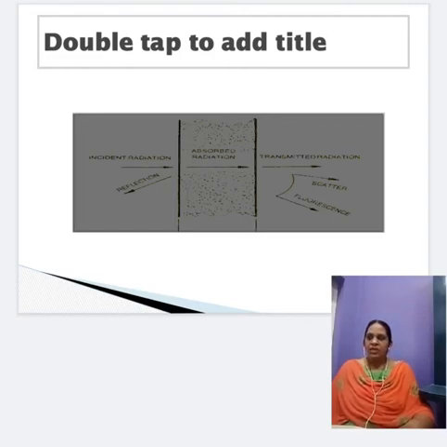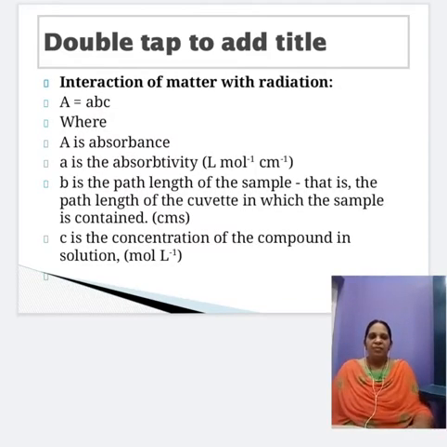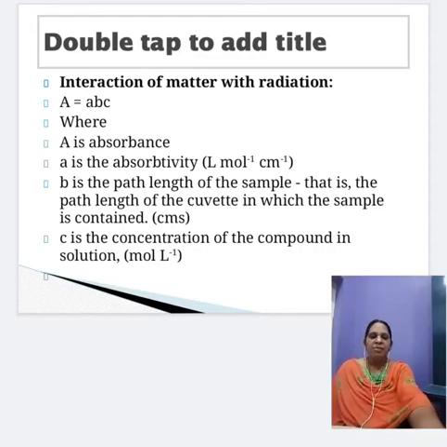So what is the equation? When we observe the equation of interaction of radiation with matter, we have A, the absorbance, equal to small a b c, where A is the absorbance, small a is the absorptivity of the medium, b is the path length of the sample, and c is the concentration of the compound in the solution. So this is the basic equation of Lambert's law.